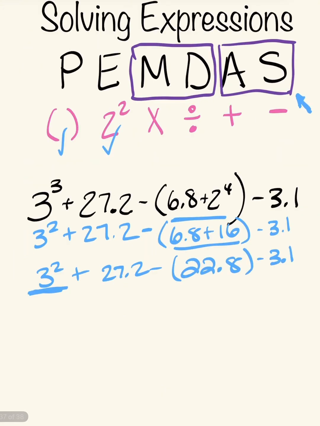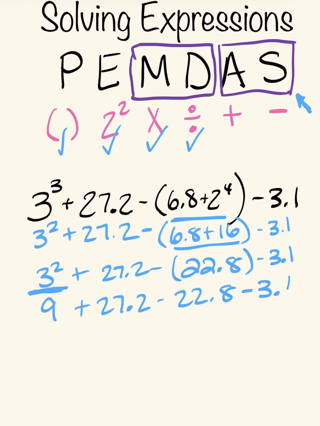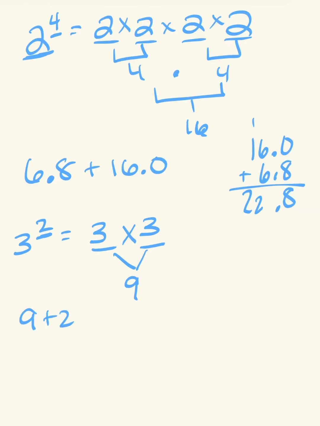I'm going to rewrite my problem again. 9 plus 27.2 minus 22.8 minus 3.1. There is no multiplication sign, so I can move past that. There is no division sign. I can move past that. The next is addition, and because I see there is an addition sign, I am going to do the work.